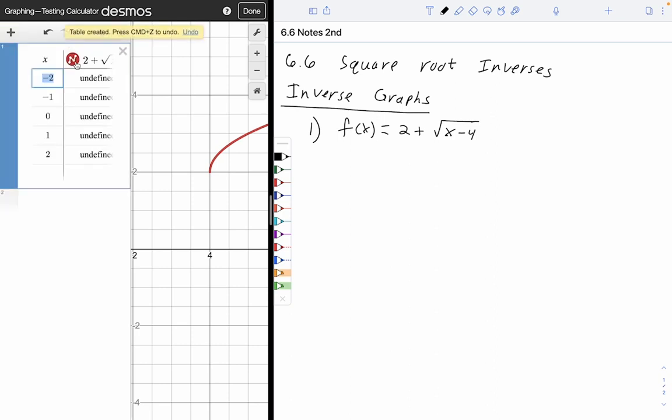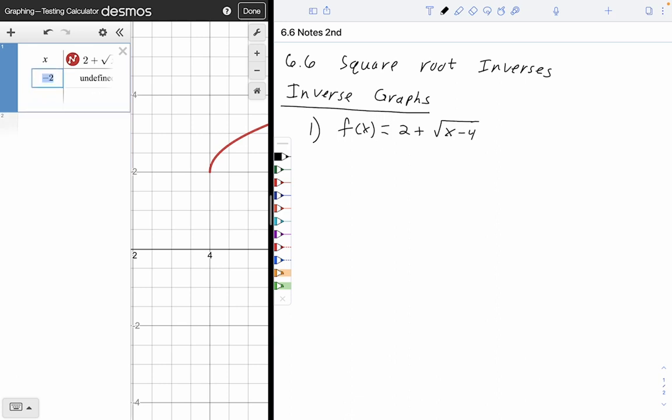So convert to table. Now you'll see we have a bunch of undefineds. Why do we have a bunch of undefined? Where's our starting point? It's 4. None of these start at 4 yet, right? So I'm just going to come in here and start my table, delete, delete, start my table at my starting x value of 4. It'll automatically calculate the y value for you.